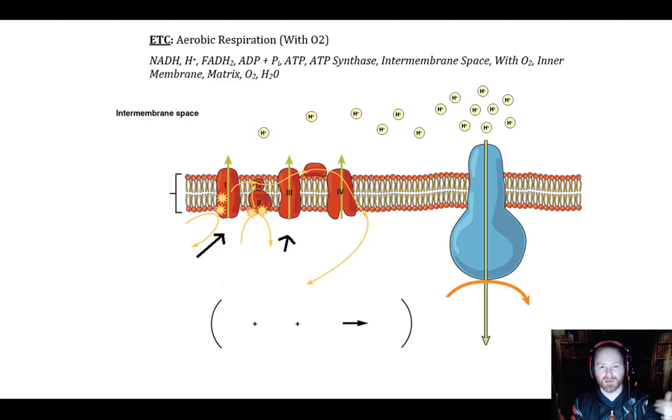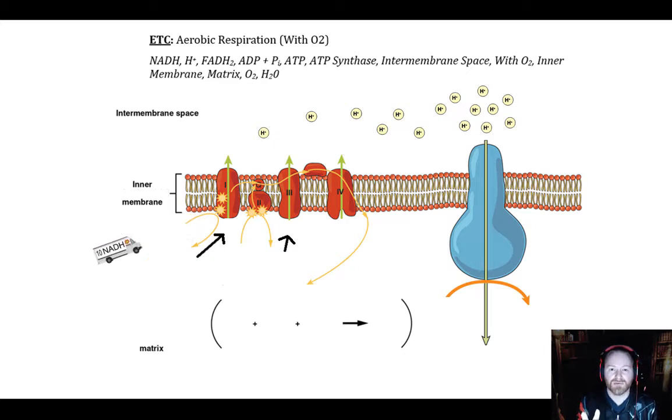So first of all, here's the inner membrane space, right? That's where we're going to build up all the hydrogen ions. And then we have our inner membrane, and on the inside we have the matrix. And again, the matrix is where the CAC is occurring. So everything that's going to come in, those FADH2s and the NADHs, they're all coming from the matrix. So here they come. Here come those 10 NADHs. Remember, two from glycolysis, another two from the acetyl-CoA cycle, and then six from the CAC. Add them all together, that's our 10.